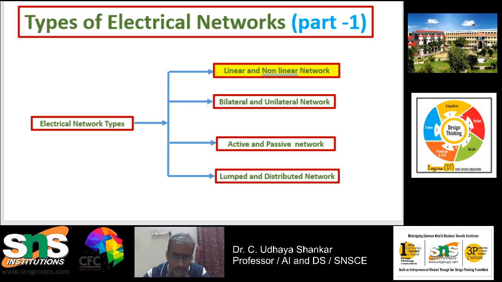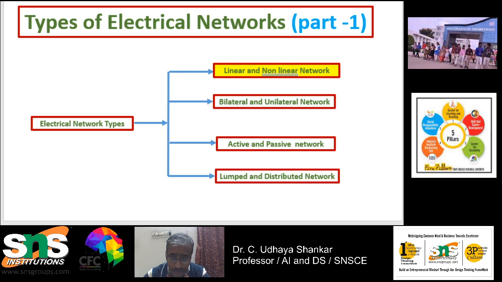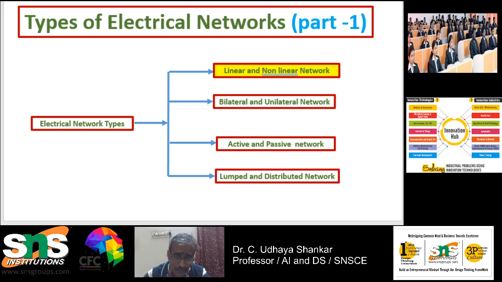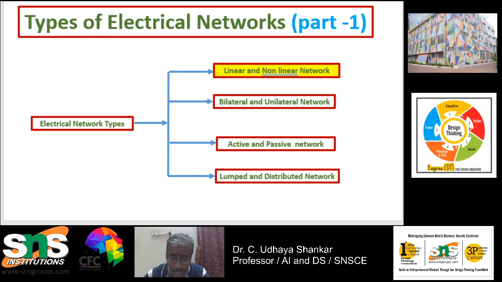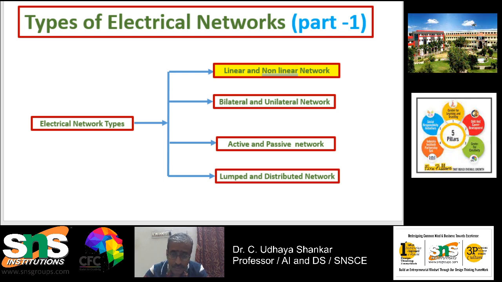Here, it is broadly classified into 4 different types. For example, I can say a network is a linear network or a non-linear network. Or it can be classified as a bilateral network or a unilateral network. Or a network can be classified as an active network or a passive network. A network can also be classified as a lumped network or a distributed network. So there are many different classifications of electrical networks.